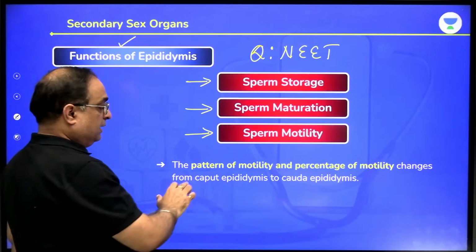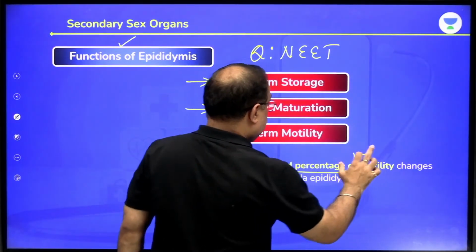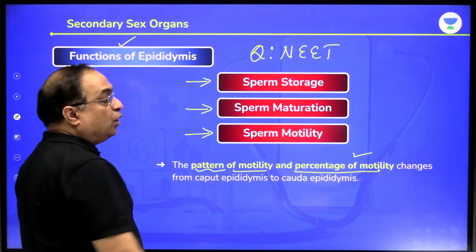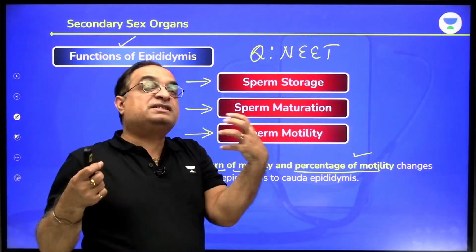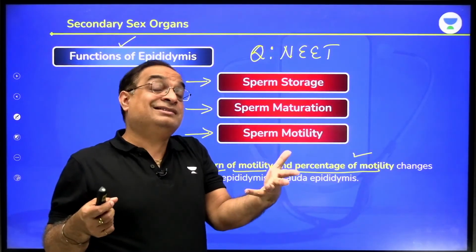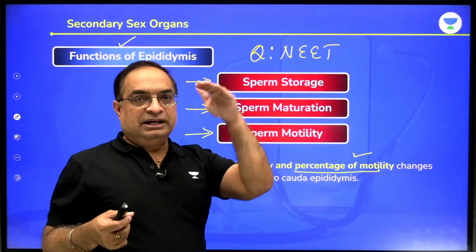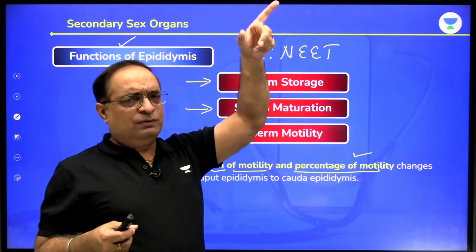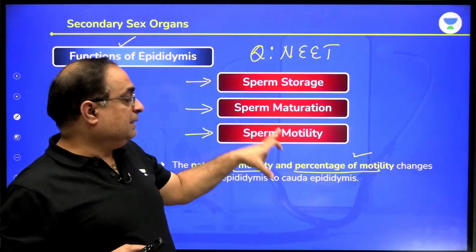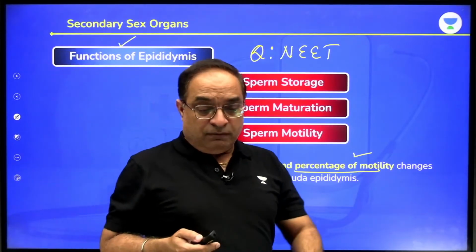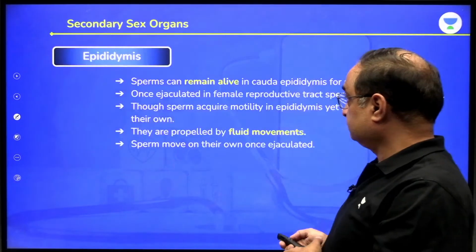One more important point. The pattern of motility and percentage of motility changes from caput to cauda region. As sperms move from caput to cauda, the number of sperms which have acquired motility increases and their pattern of movement also changes. Whiplashing movement of the tail and then forward movement, that you will study in MBBS first year. So just remember that the percentage and pattern of motility change when the sperms are pushed from the caput epididymis to the cauda region.